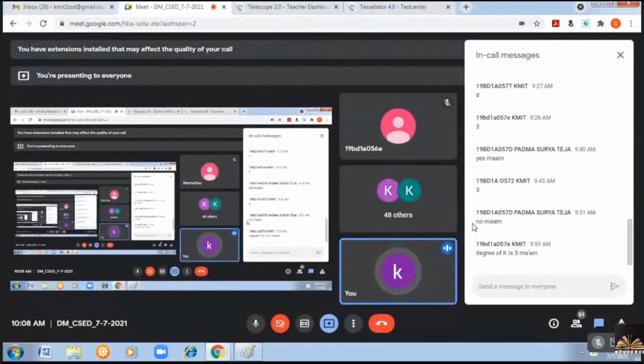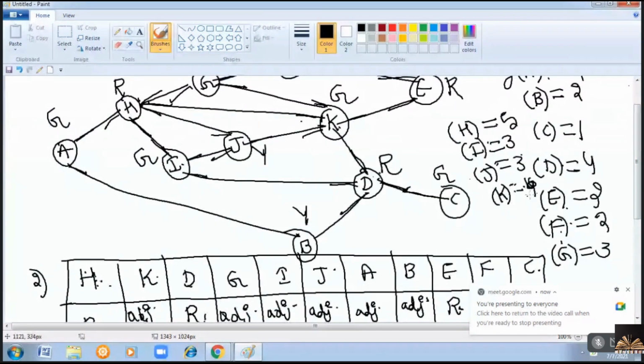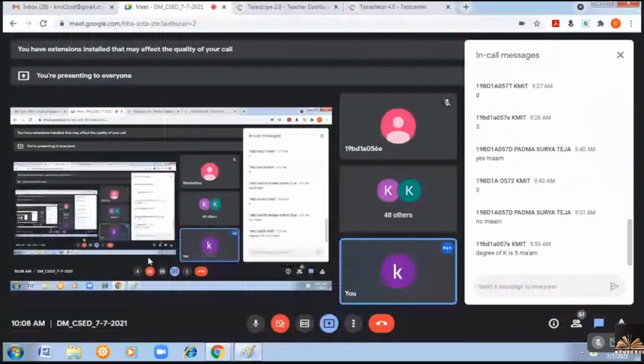Degree of K is 5. 1, 2, 3, 4. Oh, sorry. Okay, whatever it is, not a problem. Both H and K are having the same degree, no? So you can write any one, either H or K. Okay?